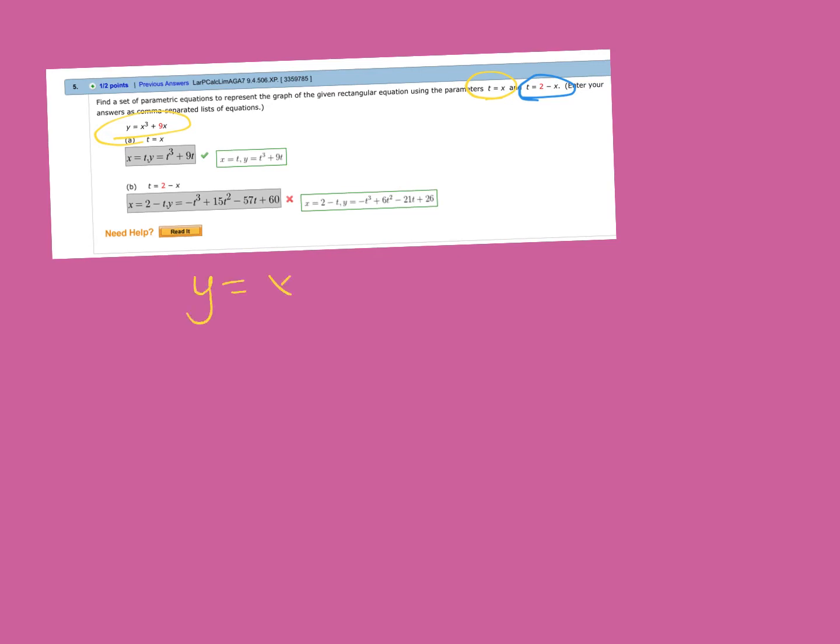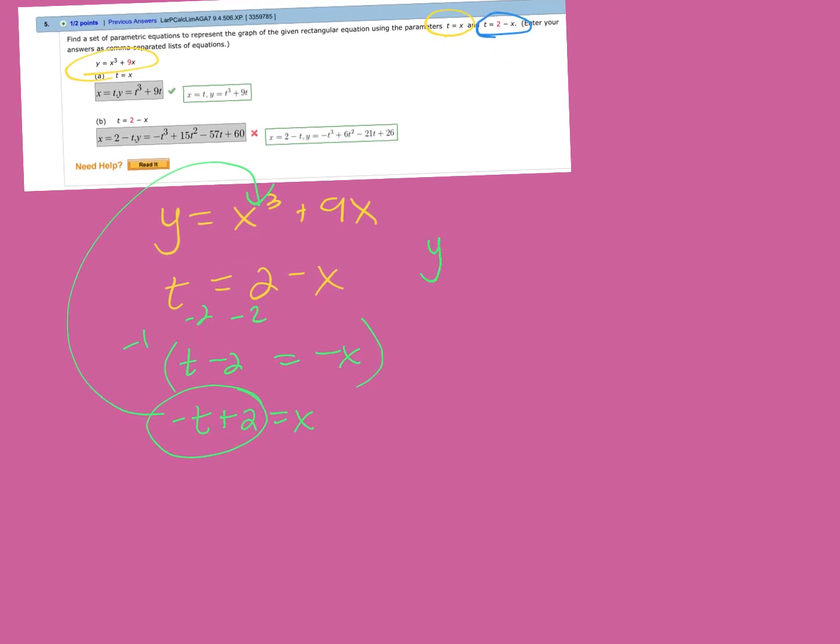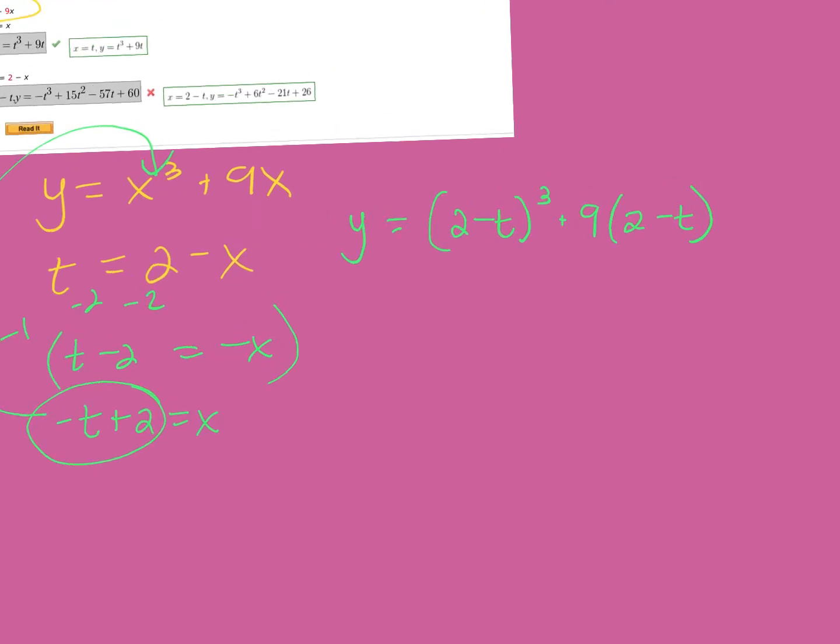So y equals x to the third plus 9x is the one that doesn't have the t, and then I've got t equals 2 minus x. So I've got to solve that one for x. Subtract the 2. Divide or multiply by -1. And then take that, plug it in here. So I'm actually going to rearrange it so that the 2 is first, just because I hate having a negative at the front. 2 minus t to the third plus 9 times 2 minus t.